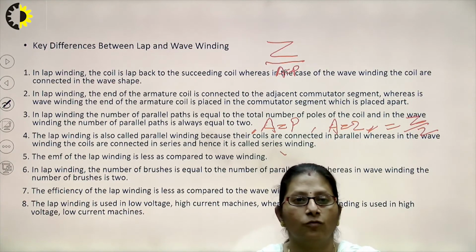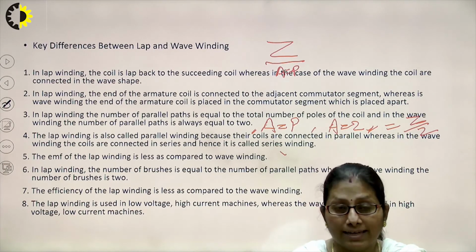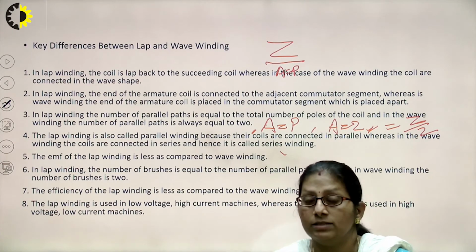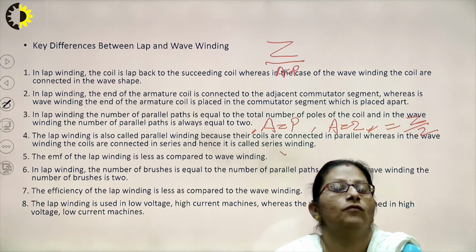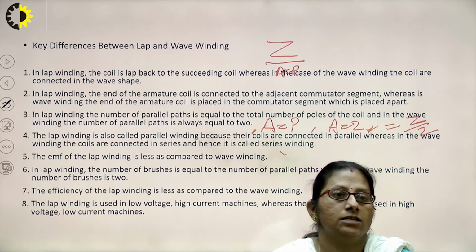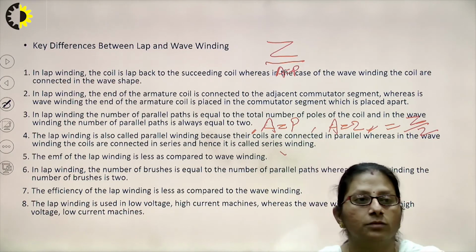Let it be any number of poles, right? So in that case, I'll have more conductors in series. More conductors in series means I'll have a higher value of EMF at the terminals. That can be seen in further portions.